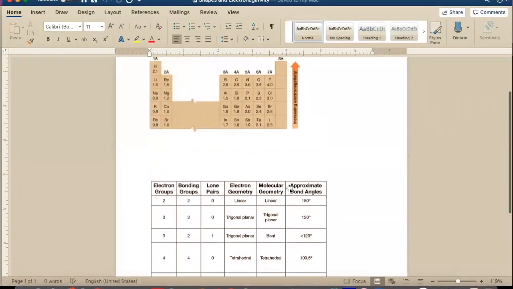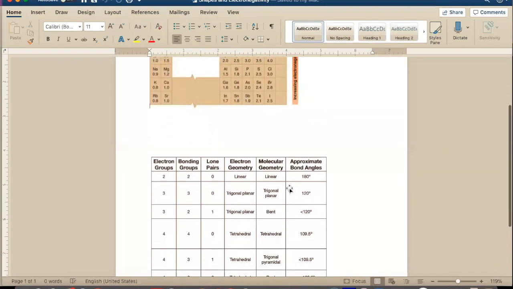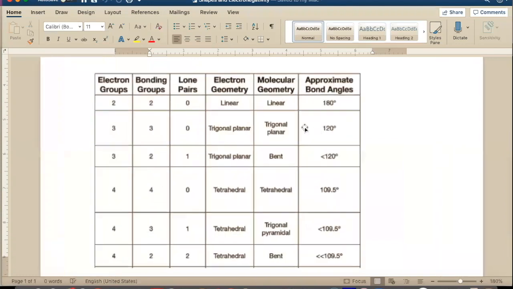This table, you already have with you. If you lost the copy that I gave you, go to Canvas and look for the electronegativity and molecular geometry chart. It will say shapes and electronegativity. You'll find that document under handouts on Canvas. Now, getting to this chart that we have.